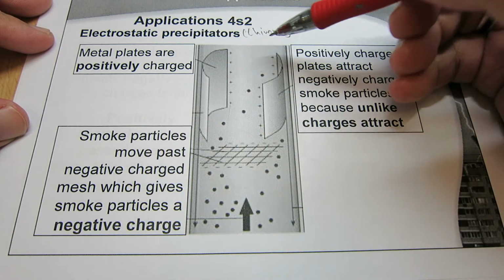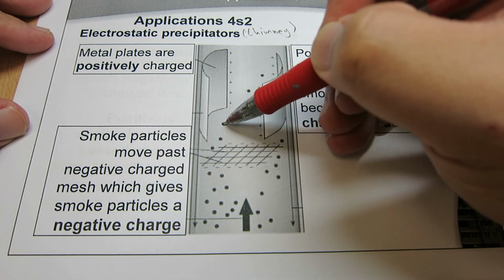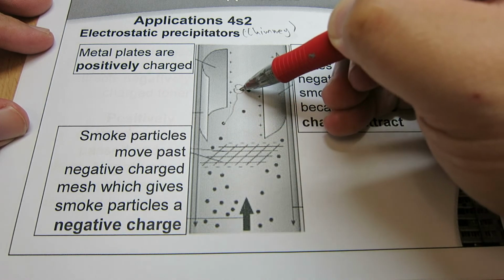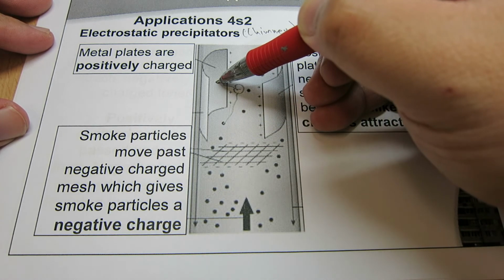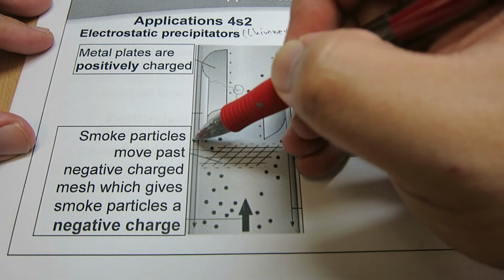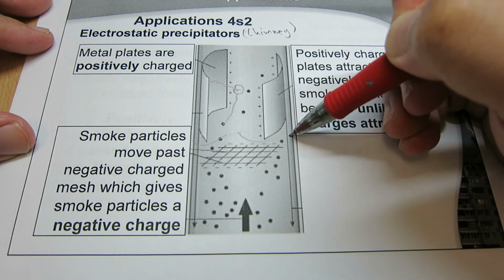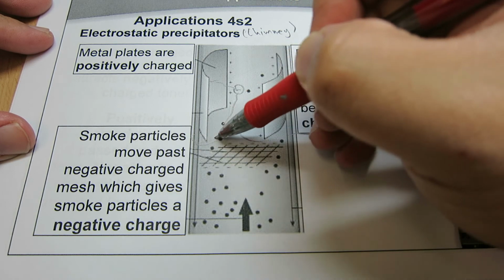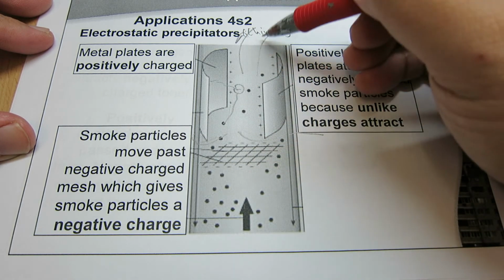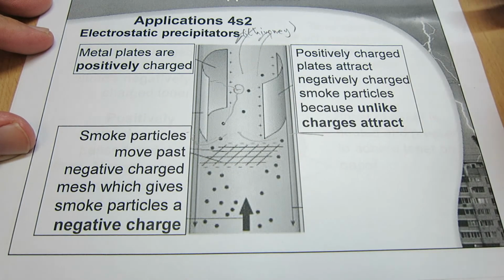Surrounding this chimney are plates that are positively charged. Because these particles are negatively charged, they will be attracted, because unlike charges attract, and go over here. Now usually there's a holder here which they can remove, and then all the smoke particles do not escape out into the atmosphere but rather are collected and disposed of.